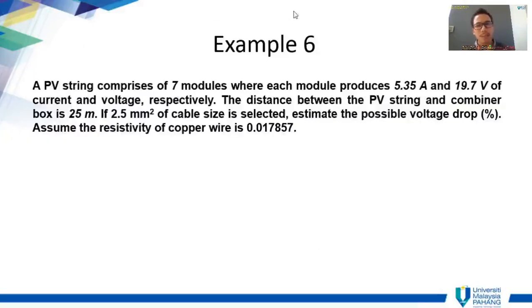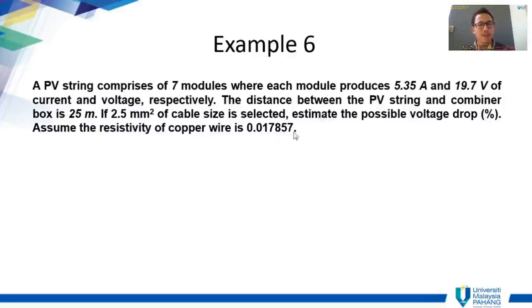Okay, let's try example 6. Almost a similar question, but different. A PV string comprises 7 modules, same module, which produces 5.35 amps and 19.7 volts for current and voltage respectively. Still the same. The distance between the PV string and combiner box here is 25 meters. Different: example 5 was 10, now 25 meters. If a 2.5 millimeter cable is selected, almost the same as example 5, estimate the possible voltage drop.